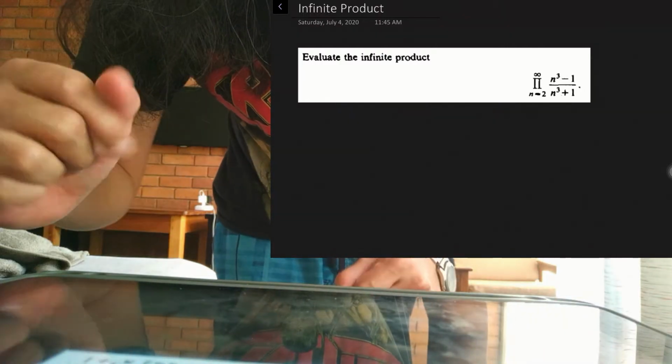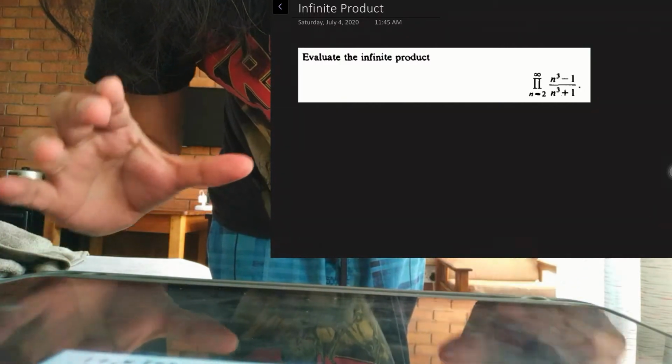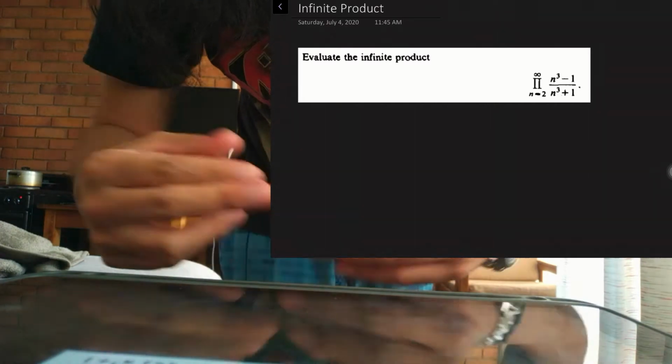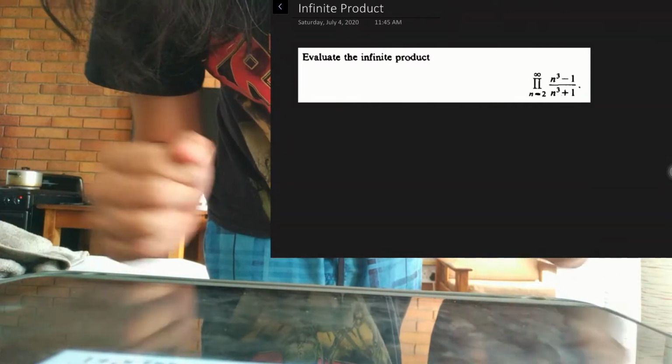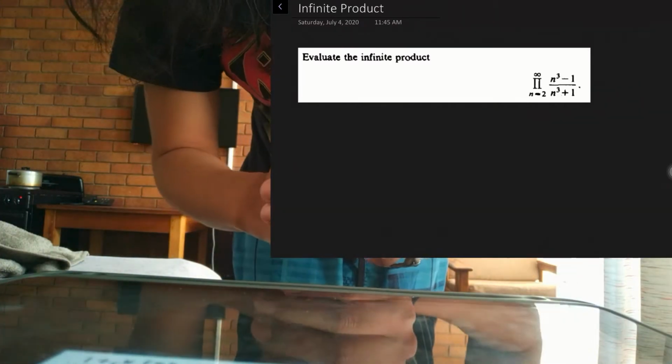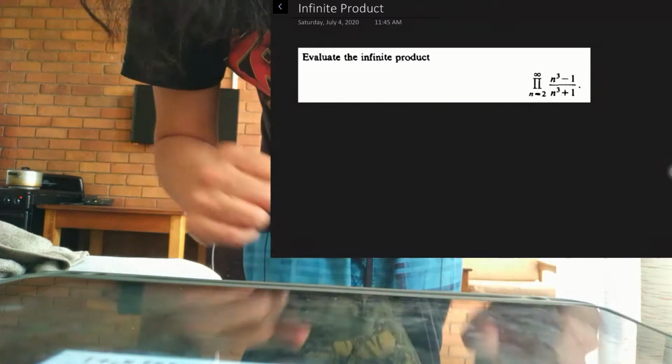Hello guys, this is day number 24 of our daily push-up challenge. This is now the penultimate session and we'll be solving a Putnam problem from the year 1977. So let's get started with a push-up.